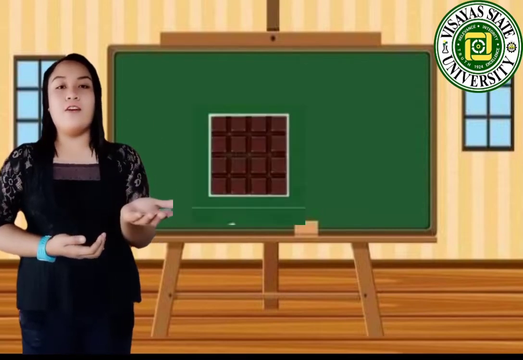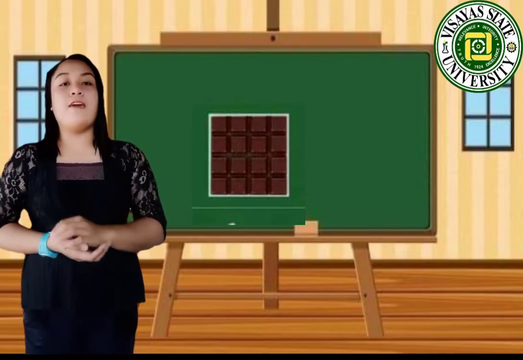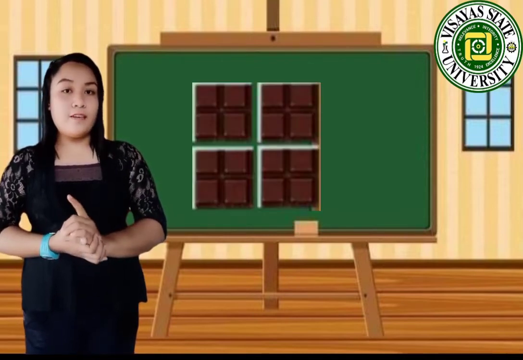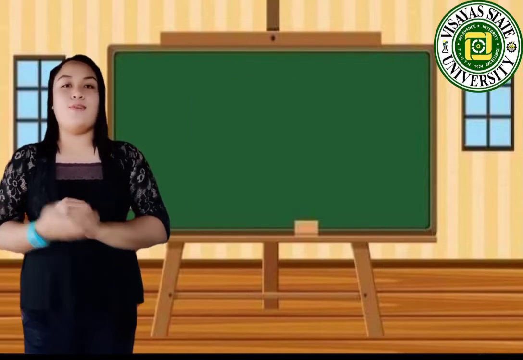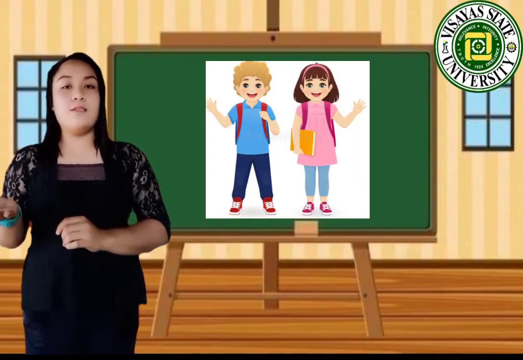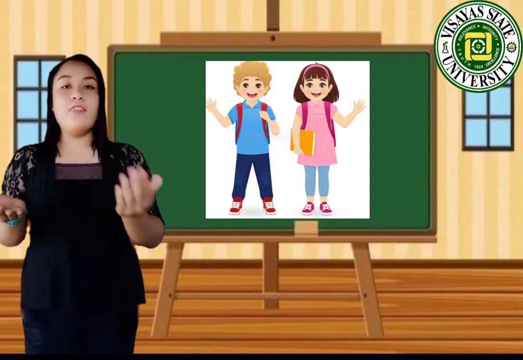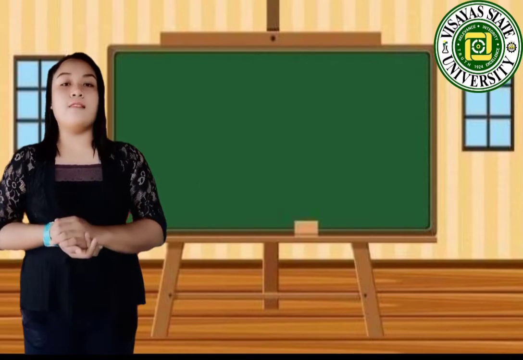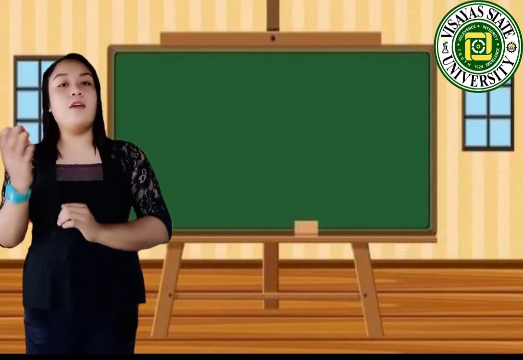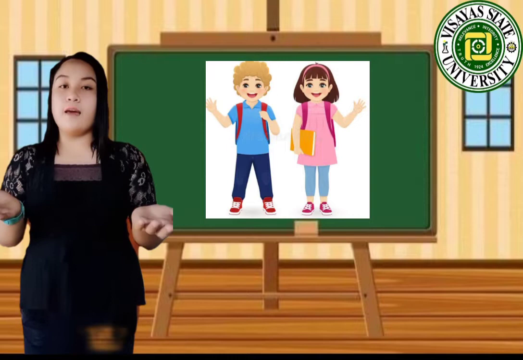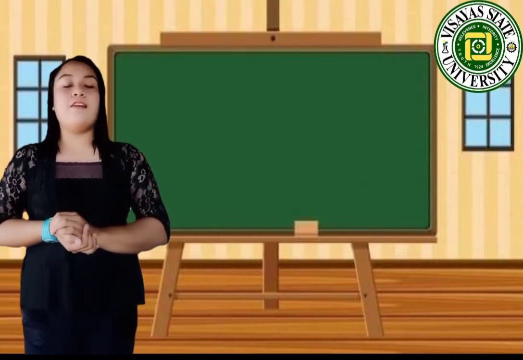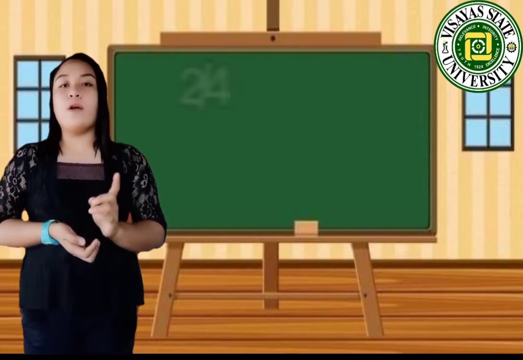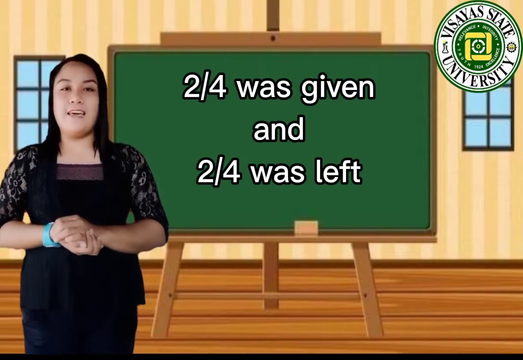So I have here a bar of chocolate and I am going to divide it into equal parts. I am going to give 1/4 of the chocolate to Naomi and another 1/4 to Tristan. How much chocolate have I given to Naomi and Tristan in all? And how much was left? Okay, 2/4 given and 2/4 was left.